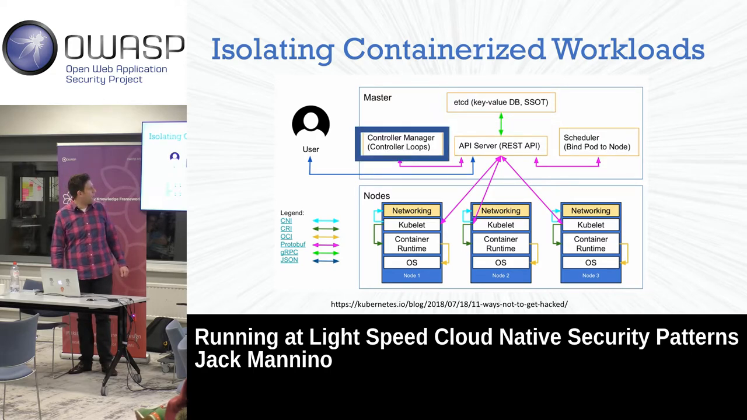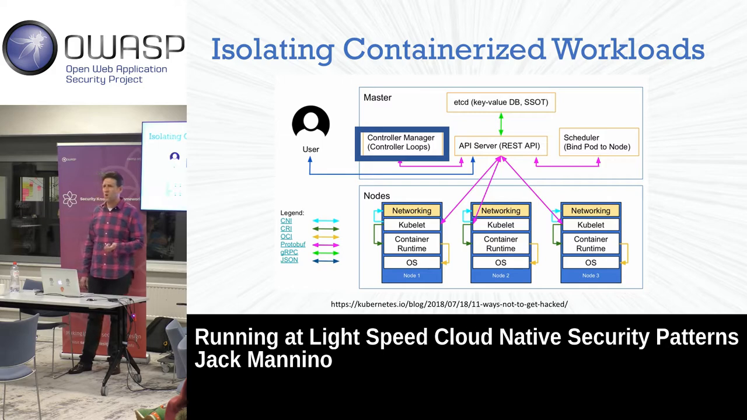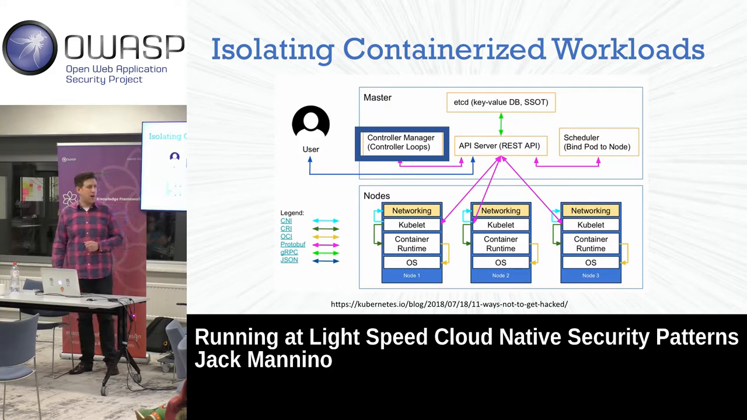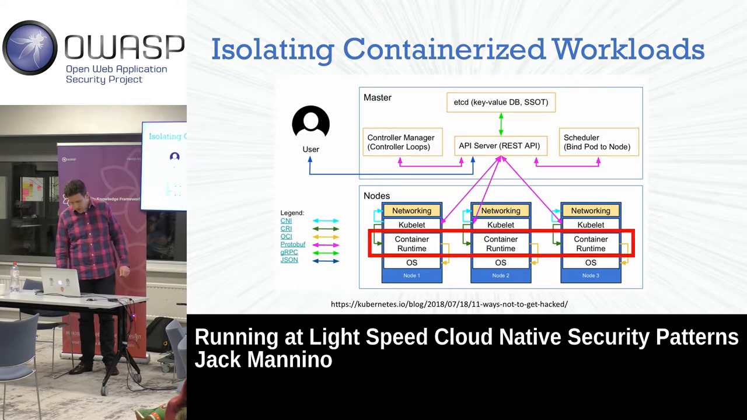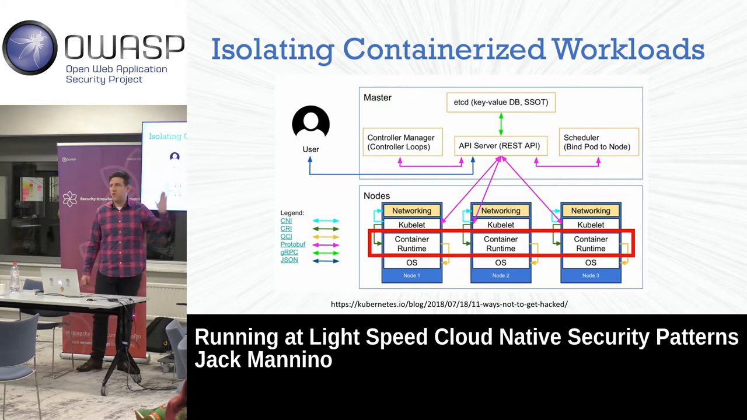We have a controller manager. Most things are implemented as controllers. So you have a secrets management controller, an RBAC controller, a deployment controller. Everything has a controller-based abstraction on the back end. This is where containers actually run. So this is the master, and you can have one or more masters, and you can have zero or more nodes. So you can run containers, and you can pin that to the master.